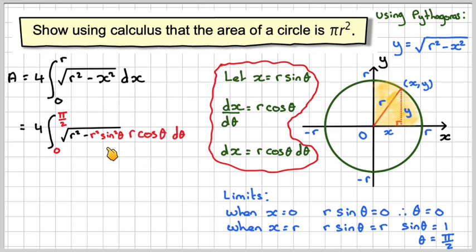Now this looks quite complicated, but actually it's quite easy. Now there's a common factor here of r squared. Once you take it out of the square root sign, it becomes r. But if you combine it with that r, it becomes r squared.